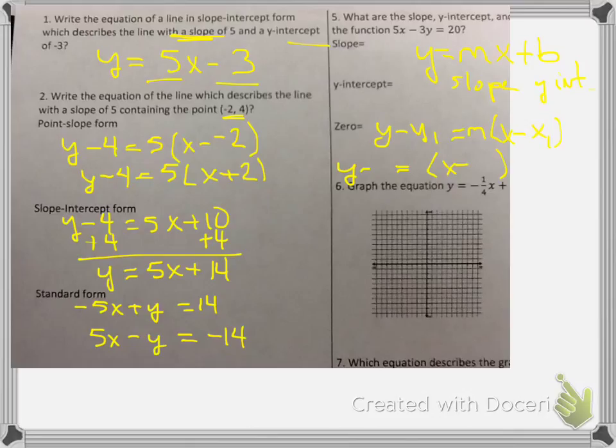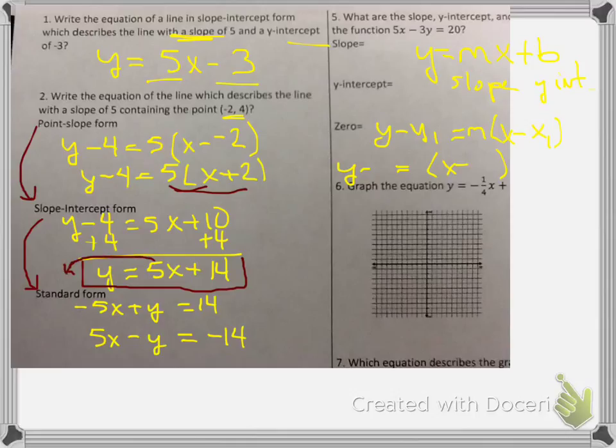Then, to get from point slope to slope intercept, I need to first distribute. 5 times x is 5x, 5 times 2 is 10. Then add or subtract. In this case, minus 4, the opposite of that is a plus 4, so 10 plus 4 is 14. There's that answer.